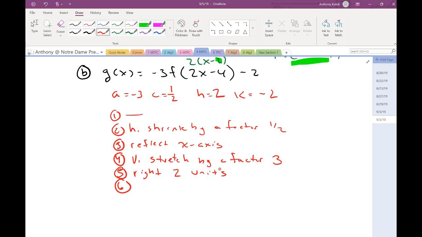And in step 6, we look at the k. Since the k is negative, we're going down. And since the magnitude of k is 2, it's 2 units down.